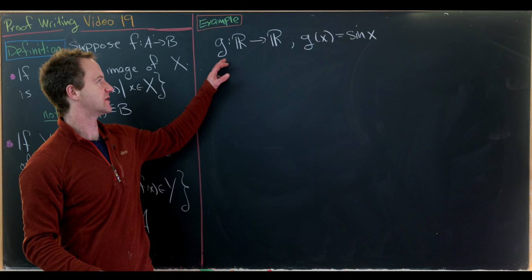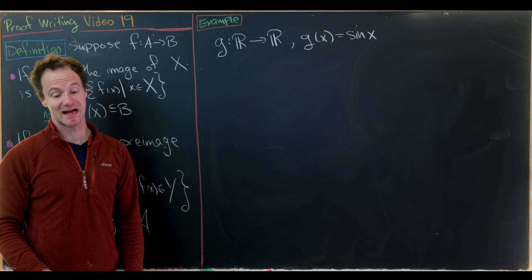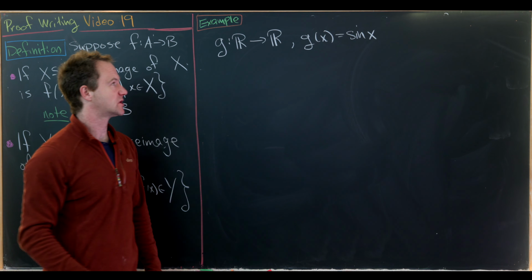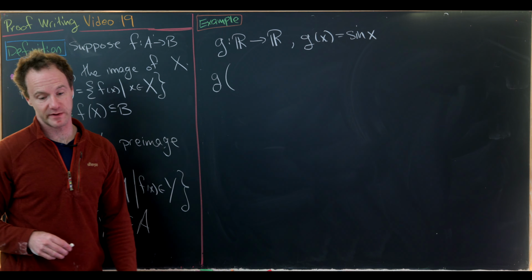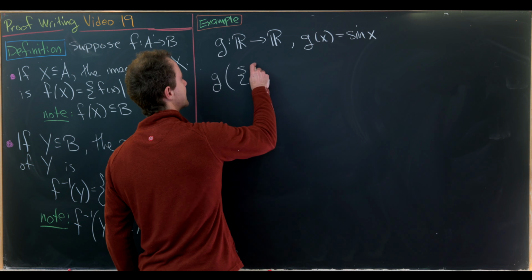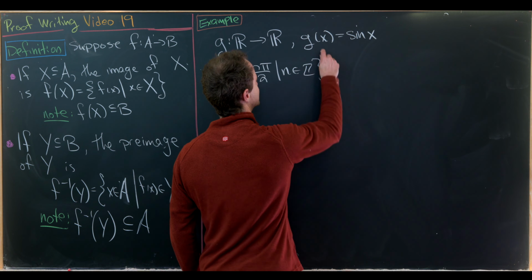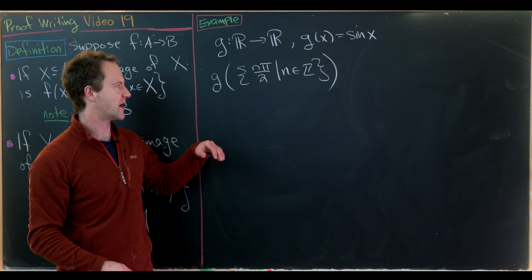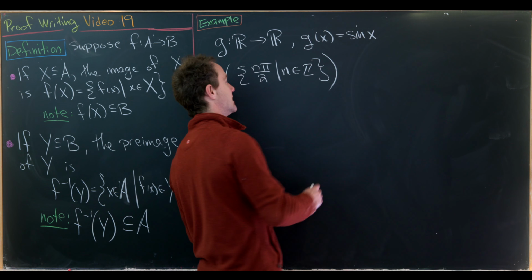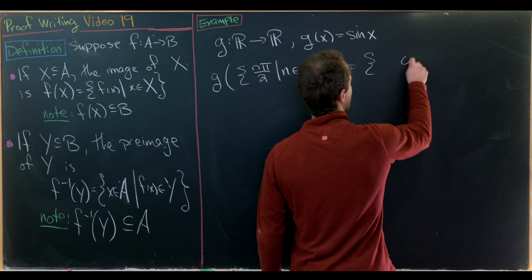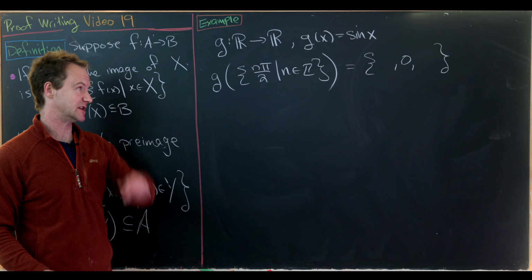For our next example, let's consider the function g. It goes from R to R, and it's defined to be the sine function. Okay, so let's see what we have. Let's do the image of the following set. Let's say it's everything of the form n times pi over 2 as n runs through all integers. Okay, so what do we know about this? Well, if n is an even integer, then we get a multiple of pi. But sine of a multiple of pi is 0. So we know that this set contains the number 0.